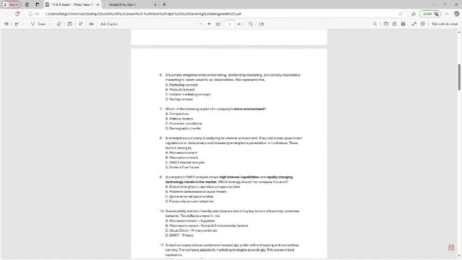Integrated internal marketing, relationship marketing, socially responsible marketing to create value for the whole stakeholders. So that represents number C. Number C, holistic marketing concept, because all are connected, all integrated. So that is what we call the holistic marketing concept. If you do not remember the answer, let me show you.